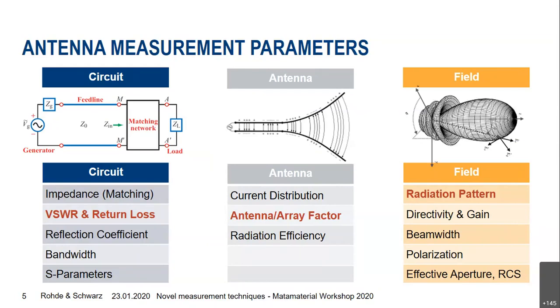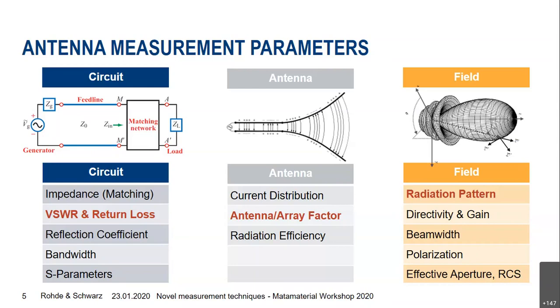Now coming to the field aspect, when we have the antenna finally radiating into the air, how is the radiation pattern? Is it isotropic? Is it a pencil beam having a high enough directivity? What is the beam width? What is the polarization? What is the effective aperture? These are special parameters that we will be able to derive from the radiation pattern. So, broadly putting it forward, these are the measurement parameters that are of essence when we come to the antenna as a device.